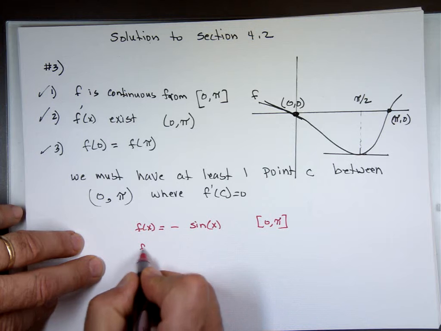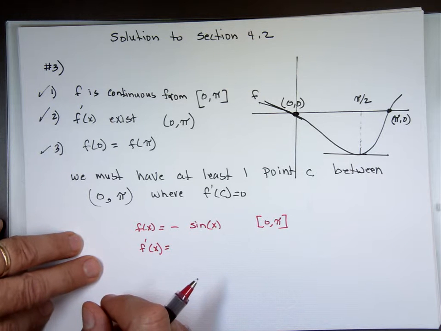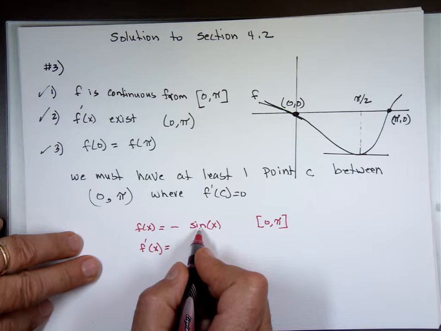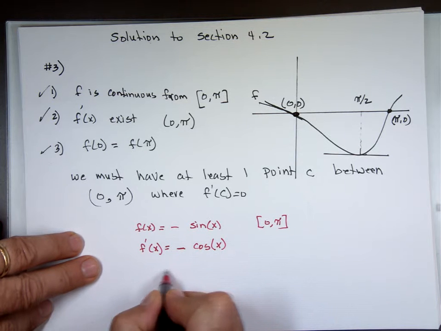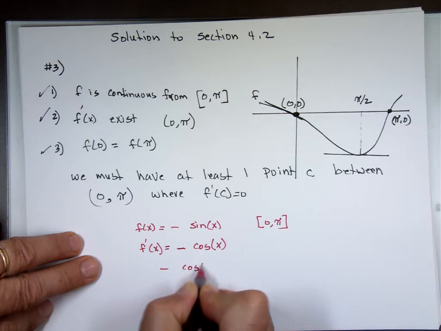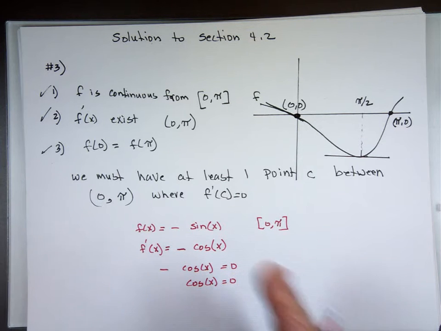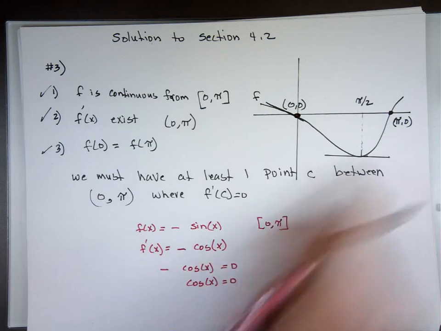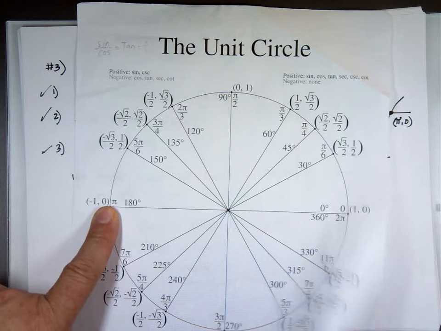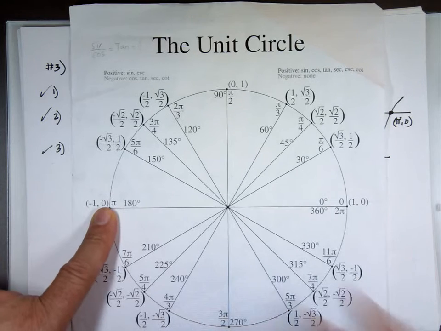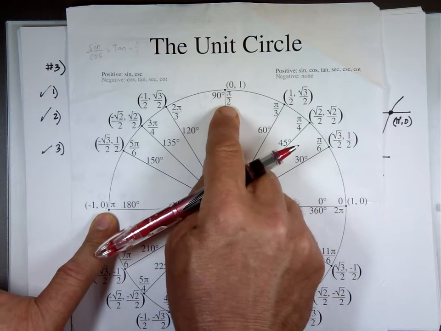So what's the derivative of that? They give you the scale on it. What's the derivative of that? Derivative of sine is what? Cosine. That'd be negative cosine of x. Take that derivative, set it equal to 0. That means cosine of x is equal to 0. Cosine of what? Between 0 and pi. Where does the cosine equal 0? What do you know? Pi over 2.